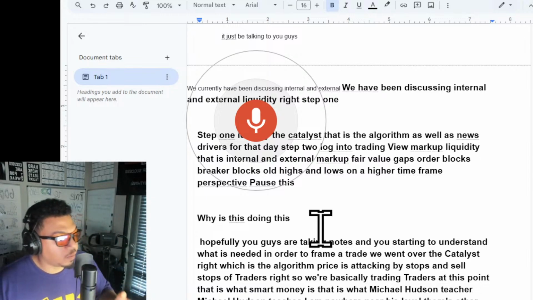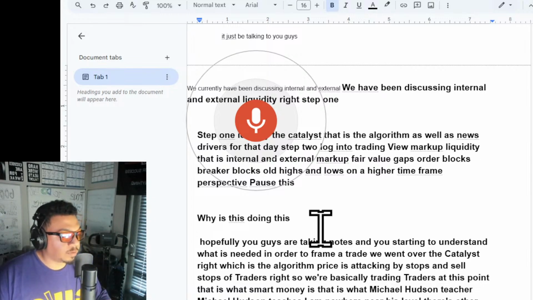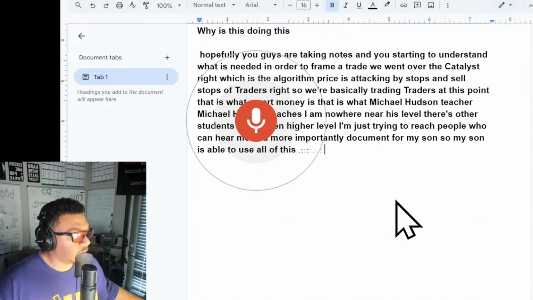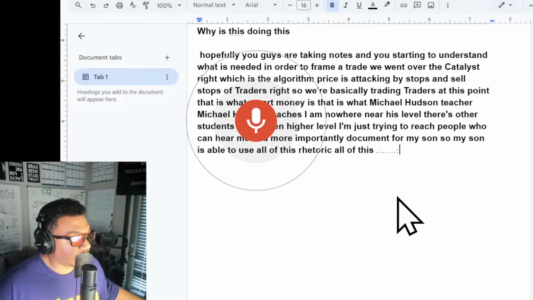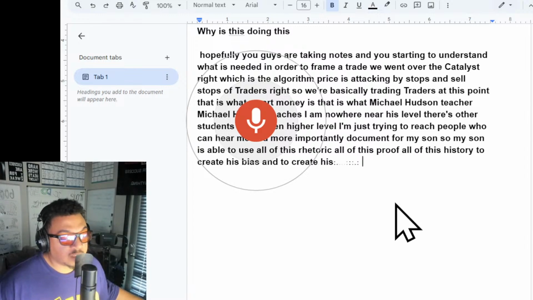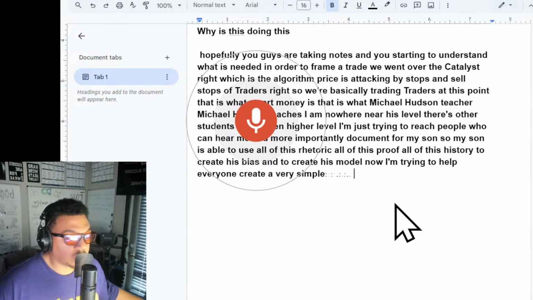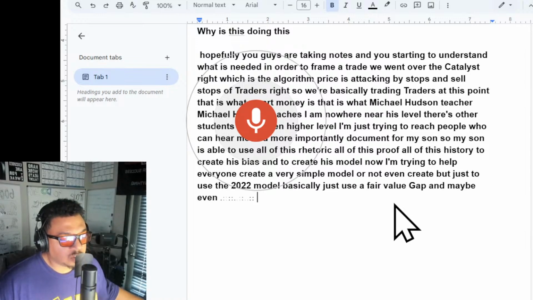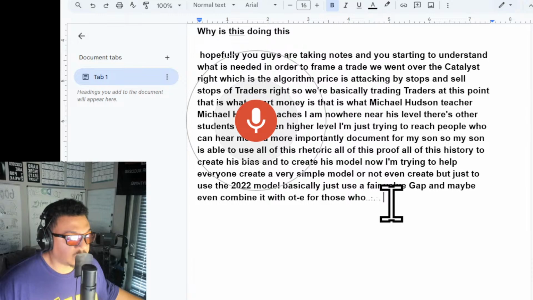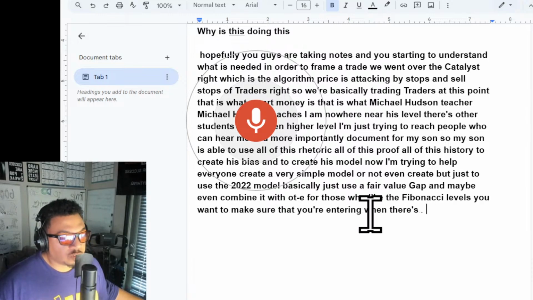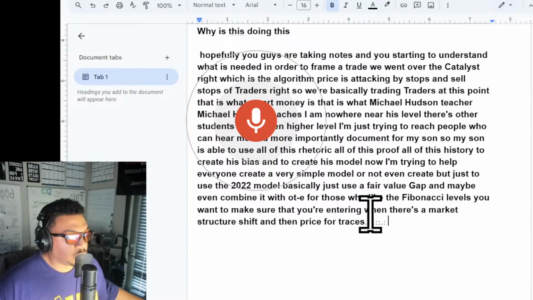I'm just trying to reach people who can hear me and, more importantly, document for my son. So my son is able to use all of this rhetoric, all of this proof, all of this history to create his bias and to create his model. Now I'm trying to help everyone use a very simple model, the 2022 model. Basically just use a fair value gap and maybe even combine it with OTE for those who like the Fibonacci levels. You want to make sure that you're entering when there's a market structure shift and then price retraces back into a level.